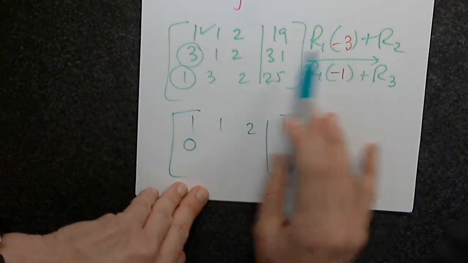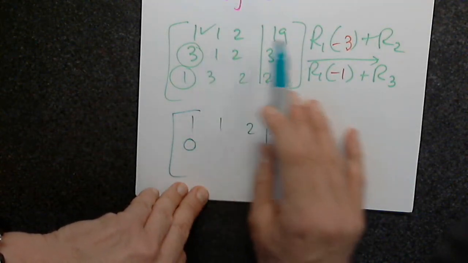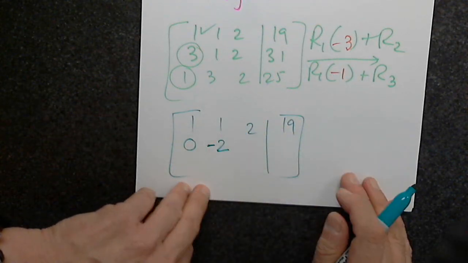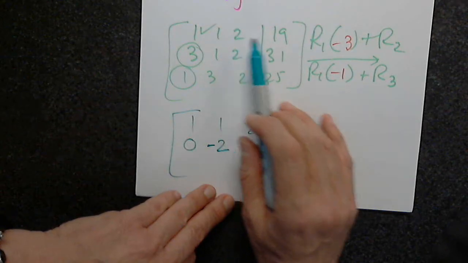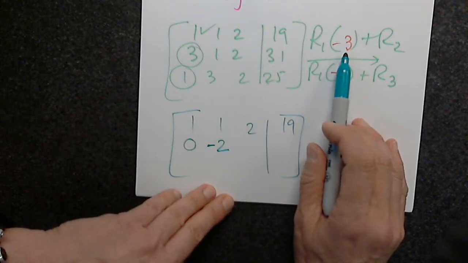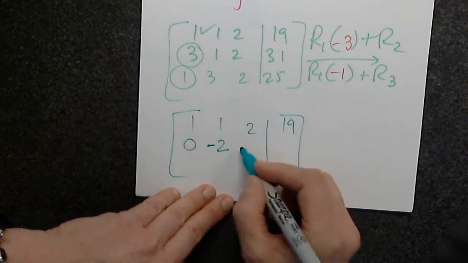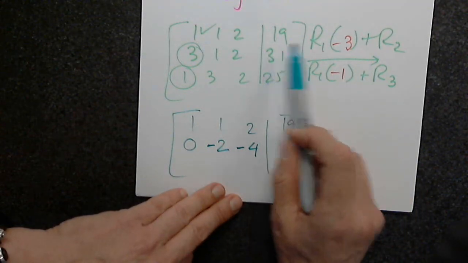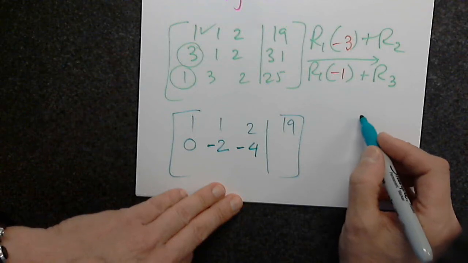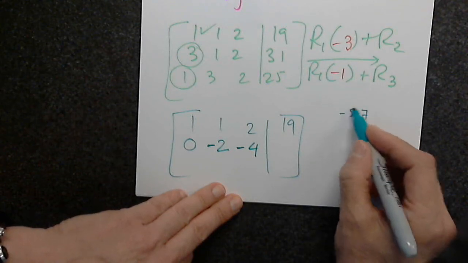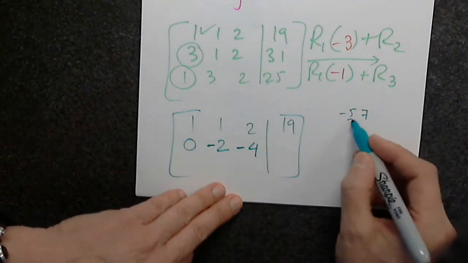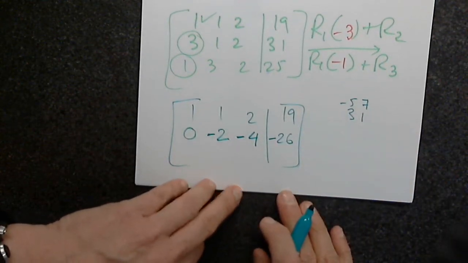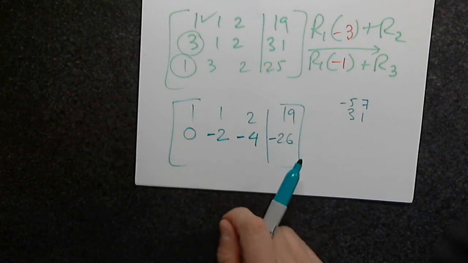So 1 times negative 3 plus 3 is 0. 1 times negative 3 is negative 3, plus 1 is negative 2. 2 times negative 3 is negative 6. Negative 6 plus 2 is negative 4. 3 times negative 3 is negative 9. Negative 3 times 19 is negative 57, plus 31 is negative 26. Is this step clear, everyone?